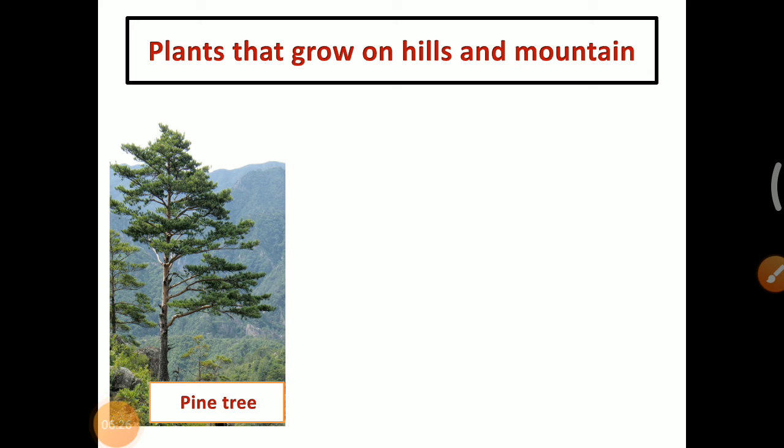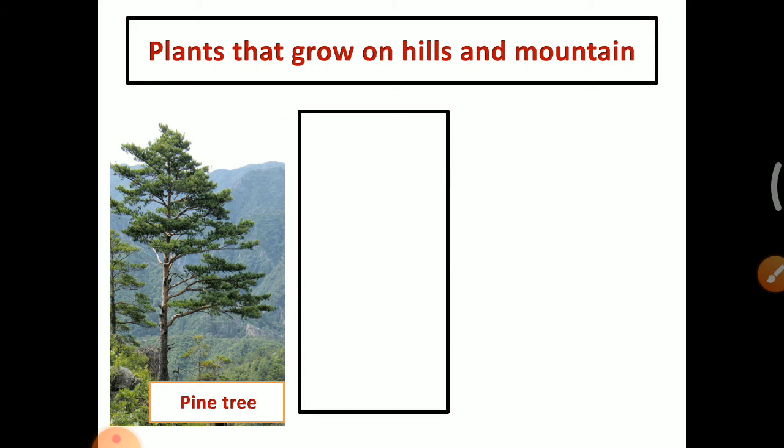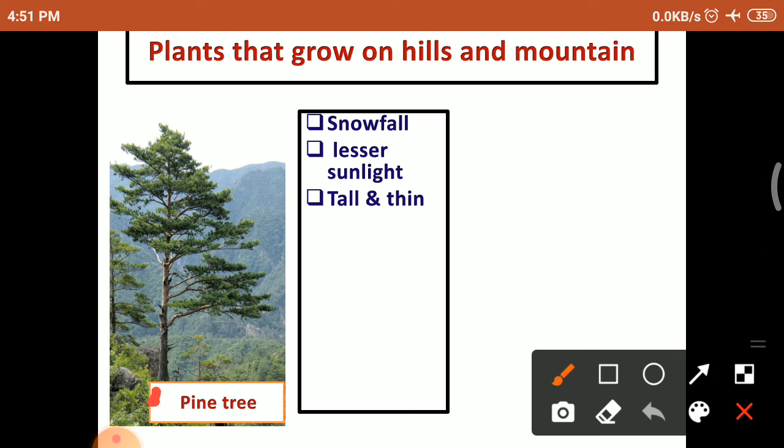Look at this image. This is a pine tree. It grows on hills and mountains. If you take a hill and a mountain, it has snowfall and also it receives less sunlight. Then only we feel a very cold climate in a hill area, because it receives only less sunlight. And the plants that grow here are tall and thin. If you take a pine tree, it is very tall and also very thin.